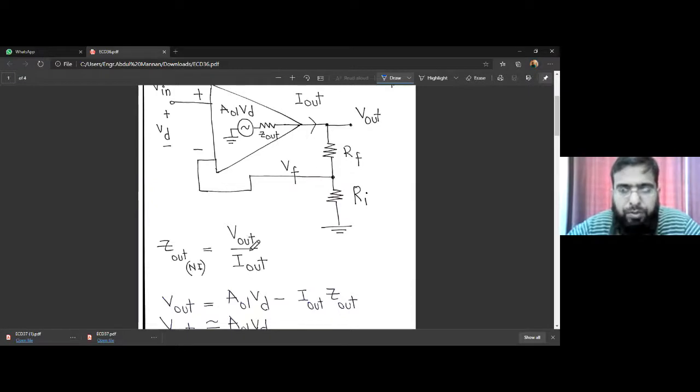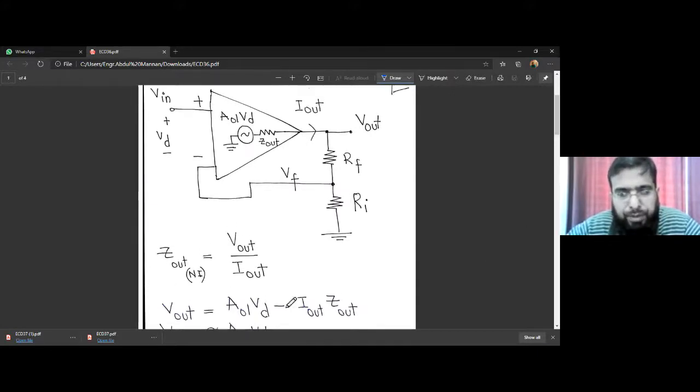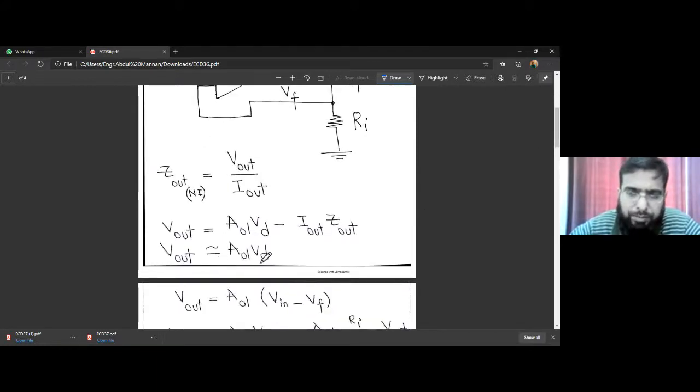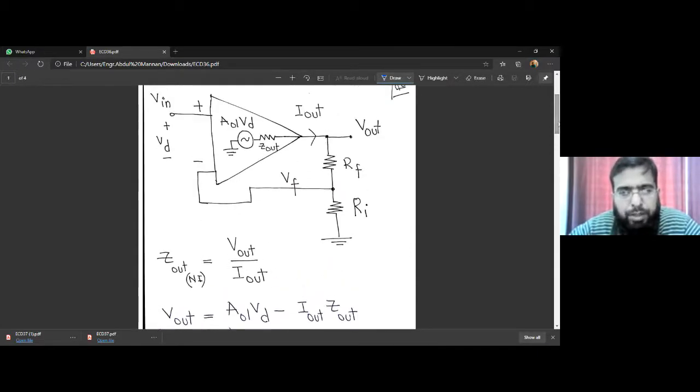Right. The output impedance Z_out,I of a non-inverting amplifier is V_out over I_out. So this is the first thing that we can conceive: the output voltage divided by the output current will of course give you the Z_out of the non-inverting amplifier. But let's see what should be the starting point. V_out is A_OL times this voltage that we get here, minus the voltage drop across the Z_out. Since this voltage drop is very small, V_out is approximately A_OL times V_D, where V_D is the difference of voltages applied on the input and A_OL is the open loop voltage gain. So V_D is V_in minus V_F.